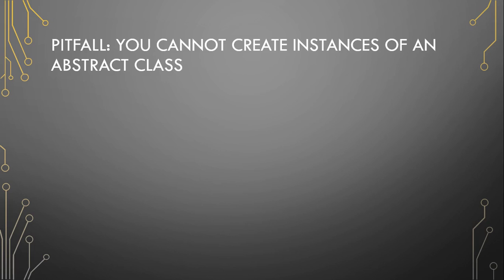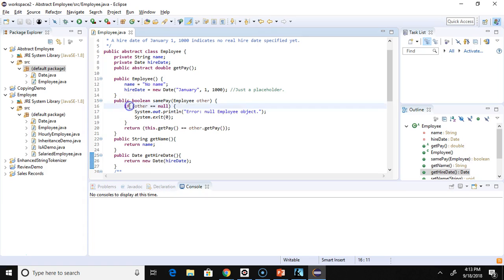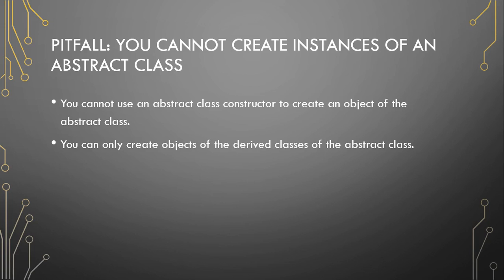Now a quick pitfall to note is that you cannot create instances of an abstract class. You cannot create objects of them. So you cannot use an abstract class constructor to create an object of the abstract class. So the downfall of creating an abstract class called Employee is that you can't create an Employee object. You can't call an employee named Bob. You can only create objects of the derived classes of the abstract class. So it had to be like an hourly employee named Bob, or a salaried employee named Bob.